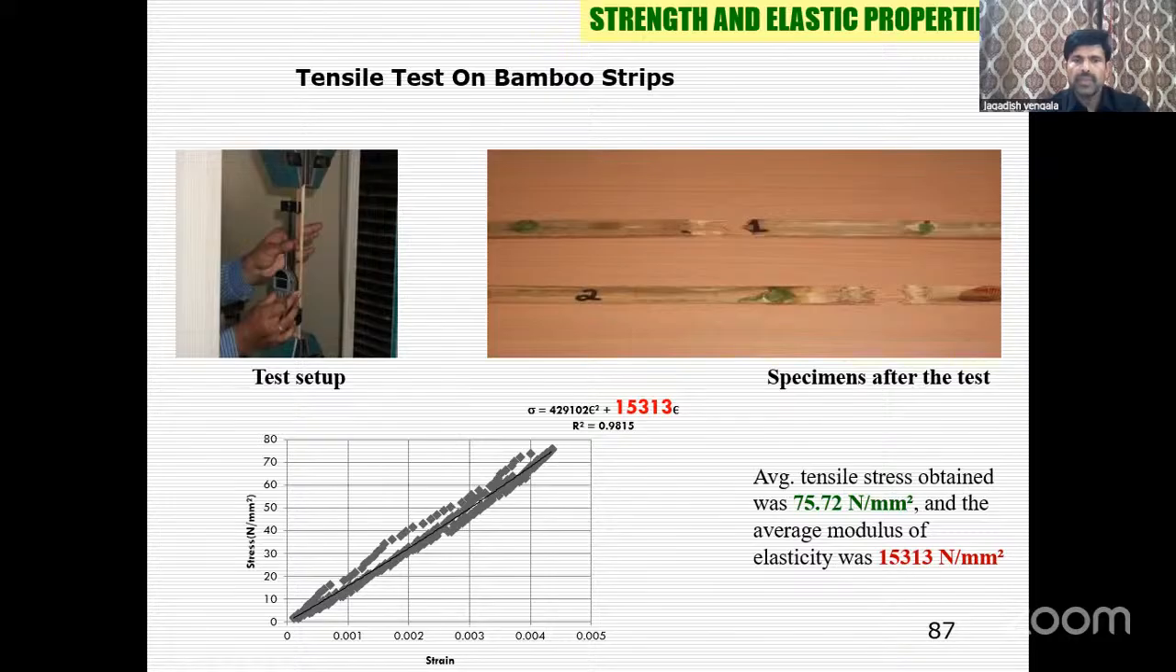This is the property people were talking about, like tensile property of the bamboo is comparable with the steel. So when you pull a bamboo strip, okay, the bundle of fibers, if you can pull it, the strength what you get is almost 75 MPa, which this property is always comparable with steel.